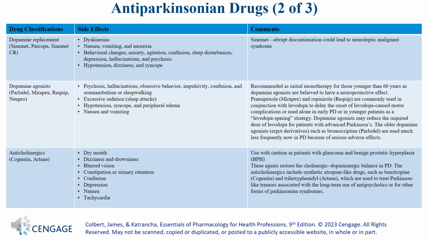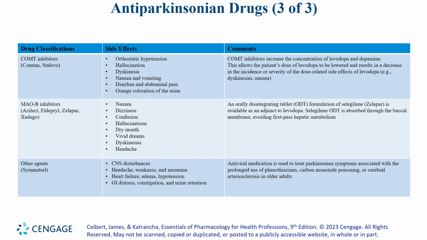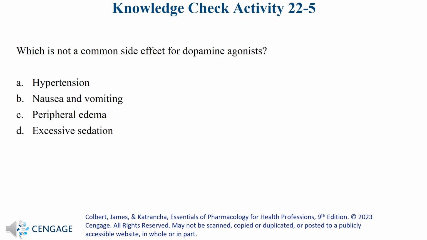As we continue with anti-Parkinsonian drugs, we're looking at drug classification, side effects, and comments. Make sure you read this table. It's very helpful. It has a lot of good information, and make sure you read it. As we continue, knowledge check activity. The question is, which is not a common side effect for dopamine agonists? Read your choices, write down your answers, and we're going to check them at the end of the video.